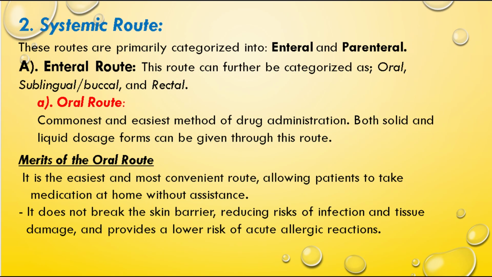2. Systemic route. These routes are primarily categorized into enteral and parenteral. A. Enteral route. This route can further be categorized as oral, sublingual, buccal, and rectal. A. Oral route. Commonest and easiest method of drug administration. Both solid and liquid dosage forms can be given through this route.